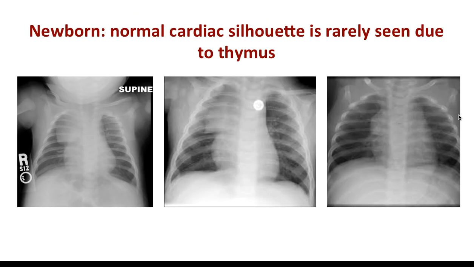When interpreting cardiac silhouette in a newborn or a neonate, you must also remember that usually there is a thymic shadow, which is seen as a sail sign, or a smooth, homogeneous opacity in the anterior mediastinum, and you have to be careful while interpreting cardiac silhouette in these newborns.